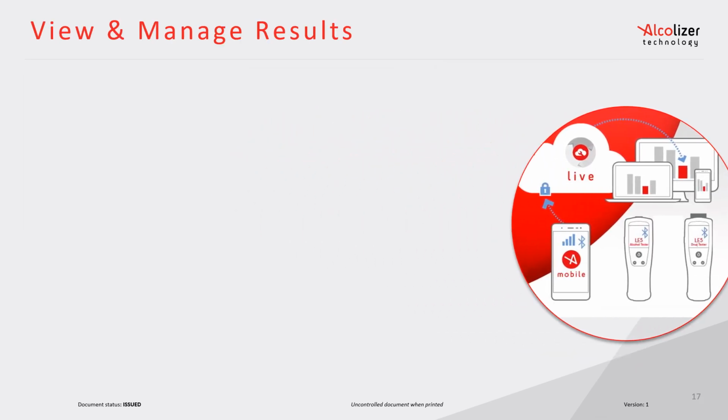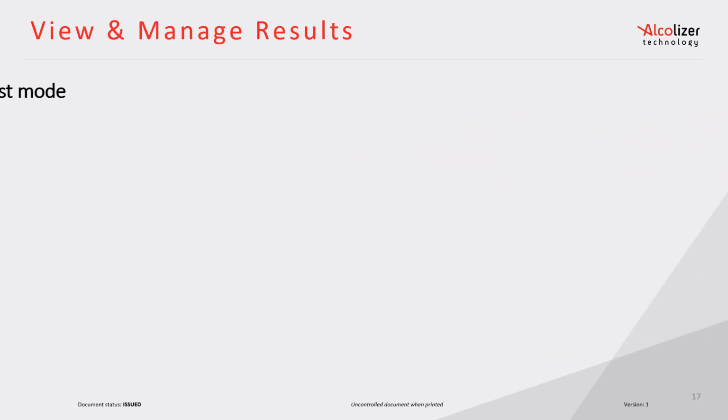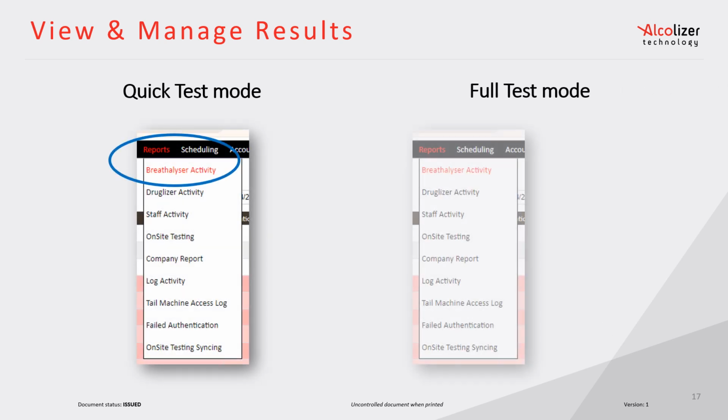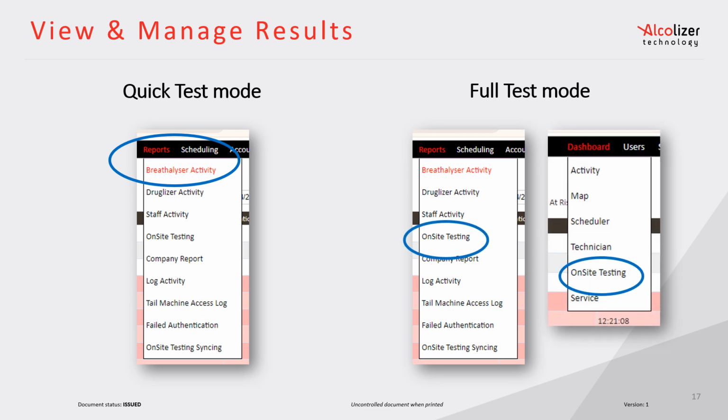Log in to Alco Connect to view and manage test results. Quick test mode results will be found in the breathalyzer activity under the Reports menu. Full test mode results will be found in the Onsite testing option under the Dashboard or Reports menu.